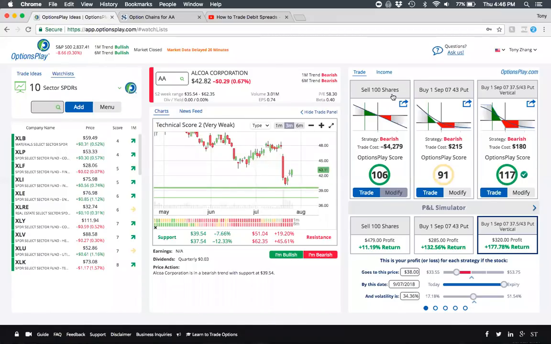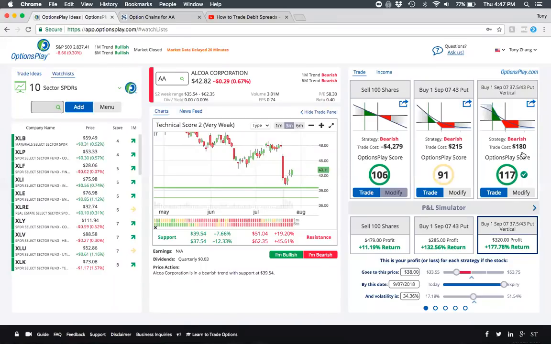You can short 100 shares of the stock, which I don't necessarily recommend because that has unlimited risk. You can buy a put, which does give you similar downside exposure with limited risk. Here that costs you $215 to buy a put instead of shorting the stock, which will cost you quite a bit of margin requirement. Or you can buy a put vertical that only costs you $180.